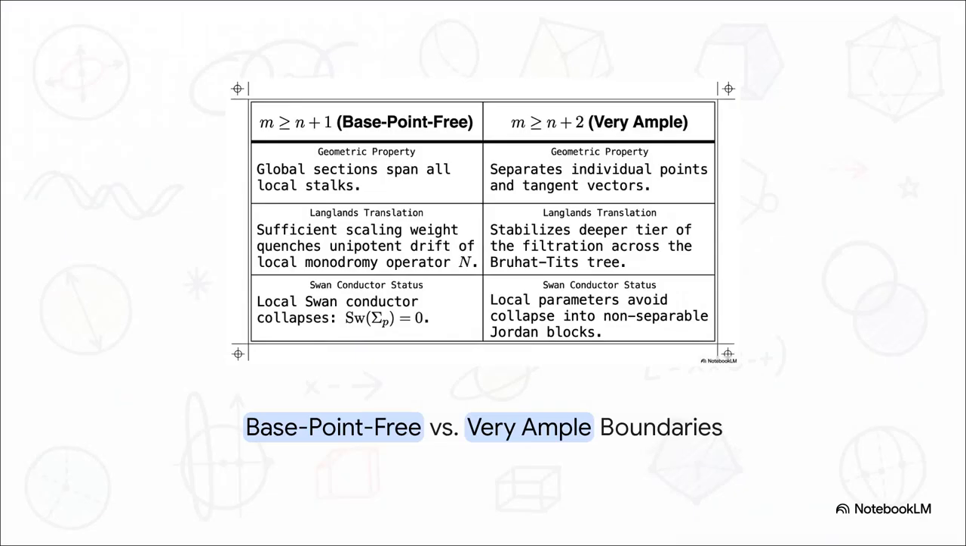To kick things off, we've got to properly define the problem. The Fujita Conjecture sets two very specific dimensional boundaries for an adjoint bundle K_X plus mL on a smooth projective variety. For m greater than or equal to n plus 1, the bundle must be globally generated, or base point free, but bump that up to m greater than or equal to n plus 2, and it becomes very ample. So what's our goal here? We are ruling out isolated base points where these global sections fail. In the arithmetic world, achieving this base point-free status literally means the local Swan conductor collapses exactly to zero.